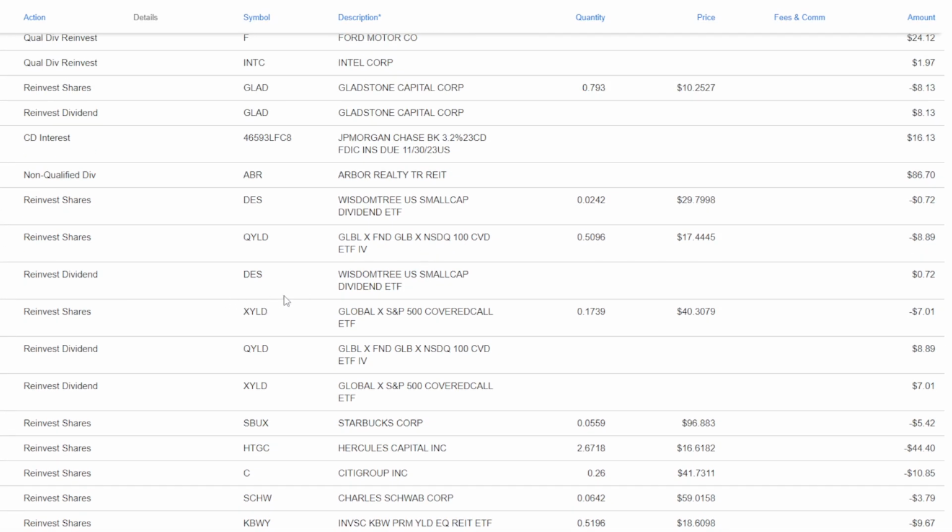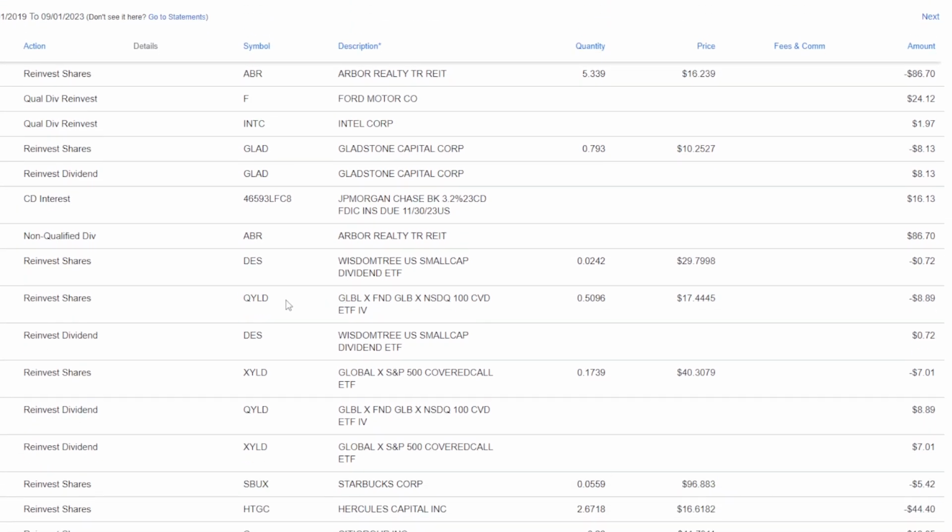Not too bad. Then we've got XYLD, another monthly dividend payer. That one got us $7.01. For some reason, I don't know why, XYLD paid a little bit early, so we got somehow two payments in the same month for XYLD. Not too bad. 0.17 shares repurchased there. Almost dipping into the following month. We're getting close, but we're not there yet. We've got QYLD also, $8.89. Again, beautiful. Reinvest for 0.509 shares.